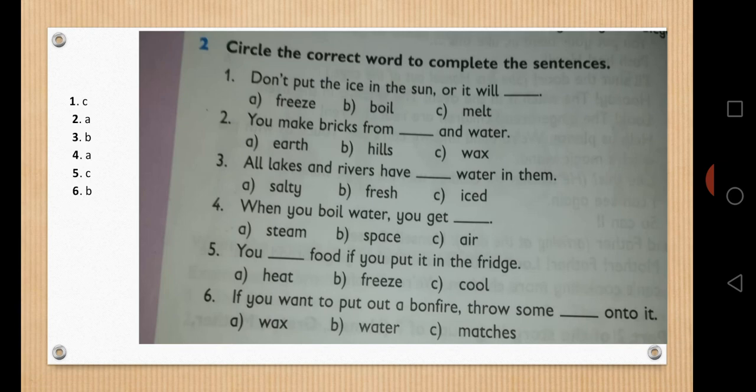Number 4, when you boil water, you get dash. Options are steam, space, air. Obviously, steam. Number 5, you dash food if you put it in the fridge. Options are heat, freeze, cool. So the option is C, cool. Last one, if you want to put out a bonfire, throw some dash onto it. Wax, water, mats. The correct option is B, water.